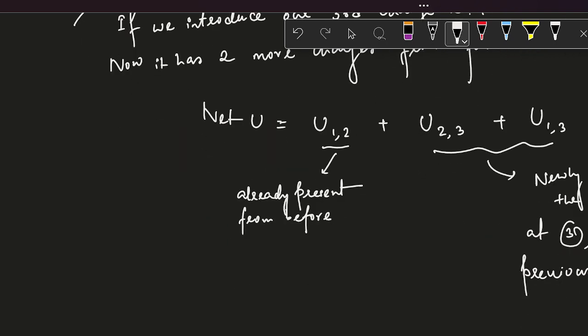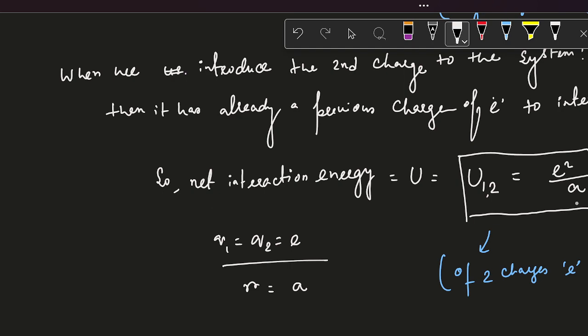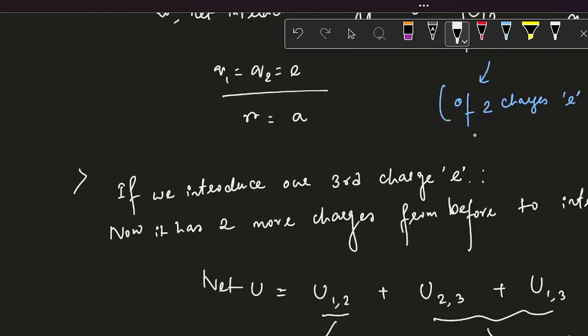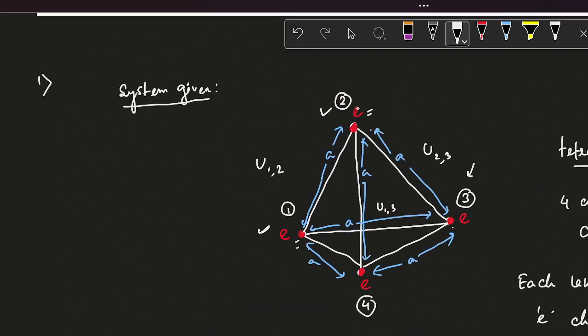Okay, so if that is the case, then you know that your U12 was what? This is E squared by A. This was already calculated. Now if you consider U23, what you see is that U23 is basically along this line between 2 and 3, where two charges E and E are separated by the same distance A. So this is also E squared by A, right?